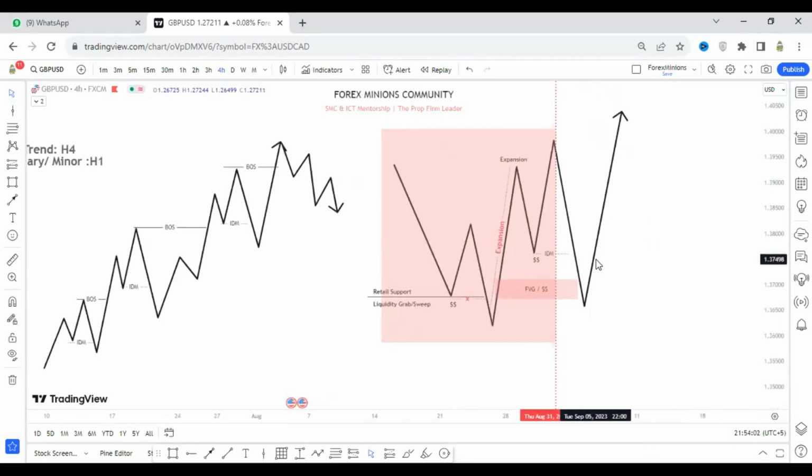I never trade anything apart from this strategy. This is the most traded strategy by me, that I have shared with many of my students. Now the market just created this inducement. When the market comes back to this point, in this fair value gap zone, then we can buy.